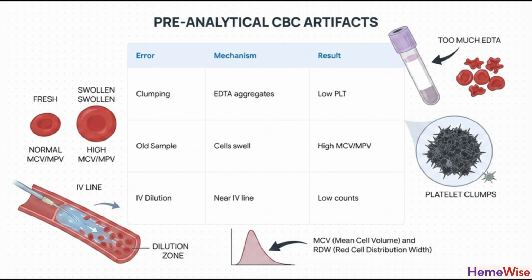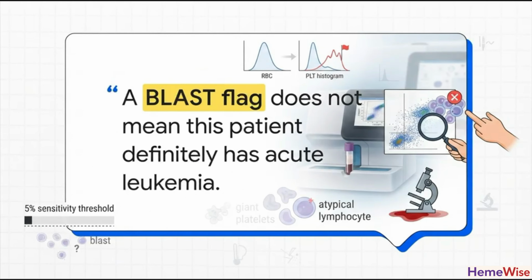Oh, and if blood is drawn too close to an IV line, you'll just dilute the whole sample and artificially tank all your counts. And I really cannot overstate this point. Analyzer flags are warnings. They are not diagnoses. If you get a flag for blasts, atypical lymphs, or giant platelets, the machine is basically saying, hey, I see a scattergram pattern or particle size I don't understand. It's a technological cry for help, and it desperately needs a human to look at a peripheral blood smear to confirm what's actually going on. Also, keep in mind, if the abnormal cells make up less than 5% of the sample, the machine's sensitivity drops, and it might miss them entirely. So a lack of a flag doesn't definitively guarantee there's zero problem.